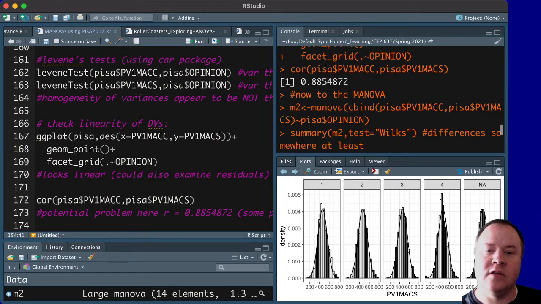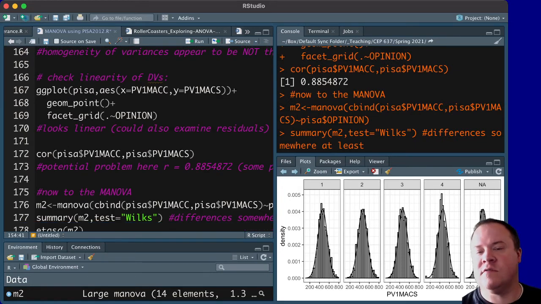We can also look at the correlation between the two. We did this in the last video. It looks like we could have something problematic here, and depending on what you look at, the cutoff for multicollinearity is 0.8 or 0.9. So we're getting close to 0.9 here.